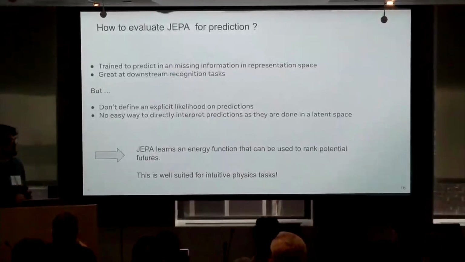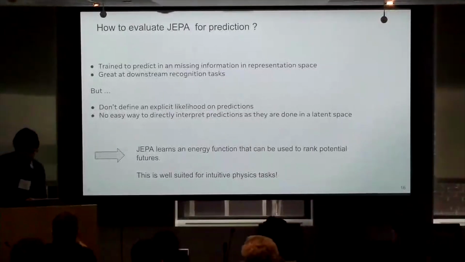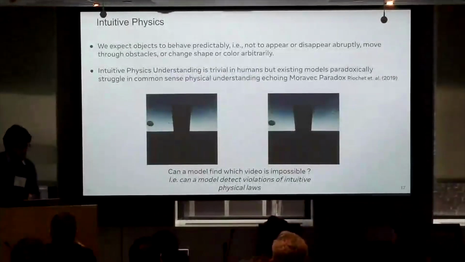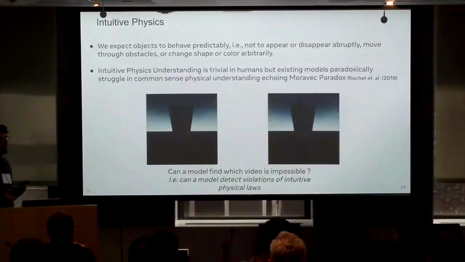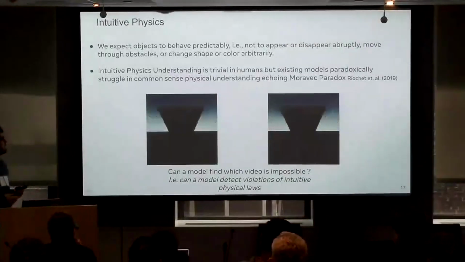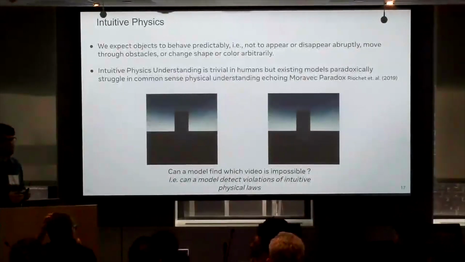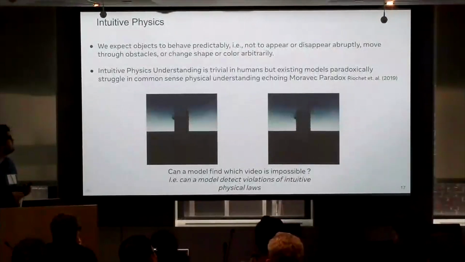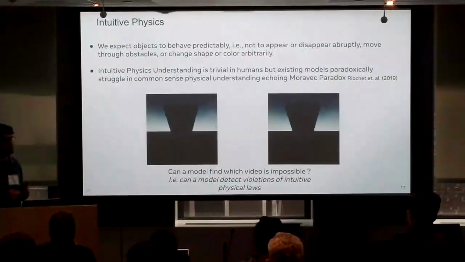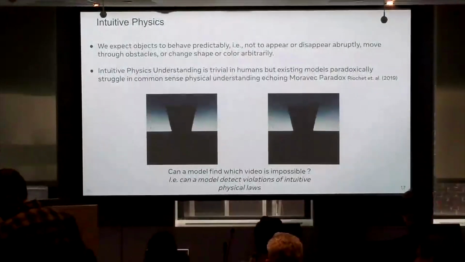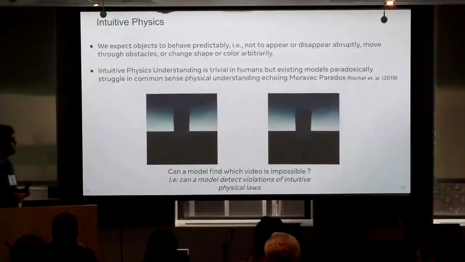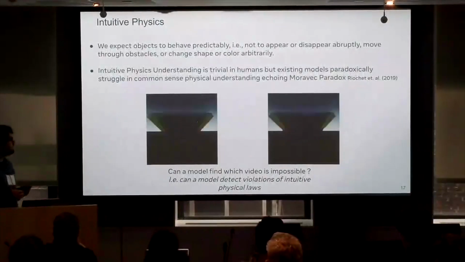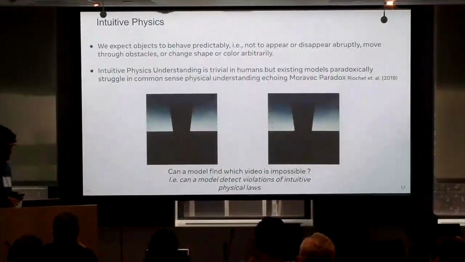And actually, this is a great property for intuitive physics, and I'm going to explain why. So what is intuitive physics? In general, in the world, we expect objects to behave predictably. They don't appear out of thin air. They don't change shape arbitrarily. And this is why magic tricks are surprising, because they usually break our expectations of the world. Intuitive physics understanding is trivial in humans, but there is a lot of work showing that even the most recent models struggle to understand those basic concepts, which echoes the Moravec paradox.